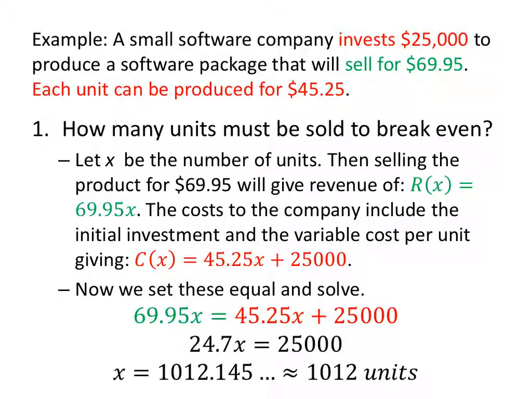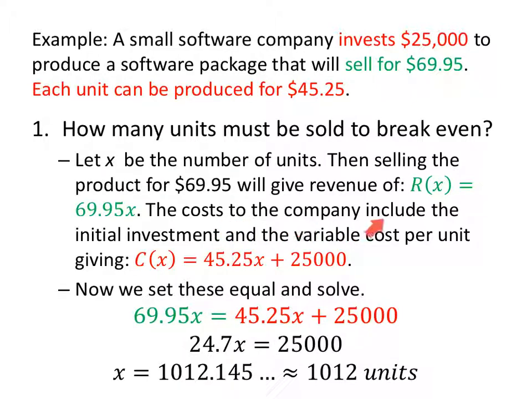So, how do I use this information? Look at the question: how many units must be sold? How many units? That's what I want my answer to be. So let's let x be the number of units. We're going to solve for x. So the selling of the product at $69.95 will give a revenue equation, R of x equals 69.95x. You are never guaranteed revenue. There's no fixed revenue, but there is a variable revenue. It depends on how many you sell.